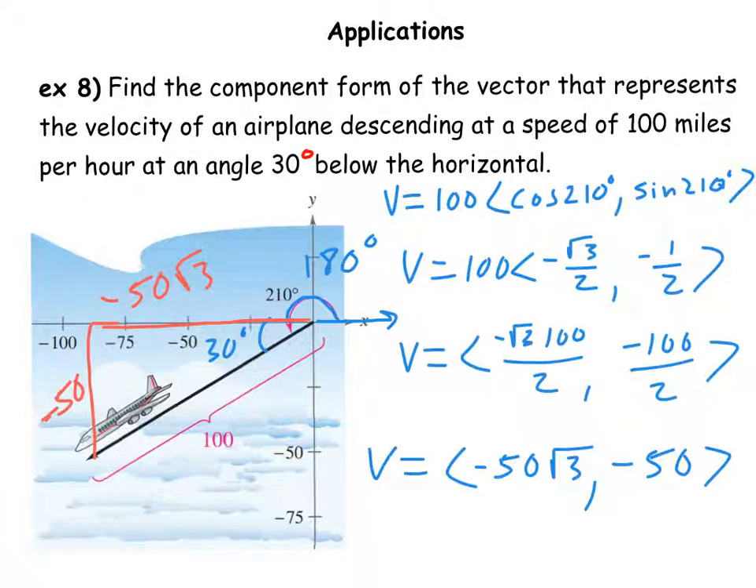This is the need for both of the forms, right? It's describing the same vector, but this direction form tells you the velocity of the plane. It doesn't tell you how fast it's dropping vertically or the speed on the runway. The component form does, which is why we like having both forms.